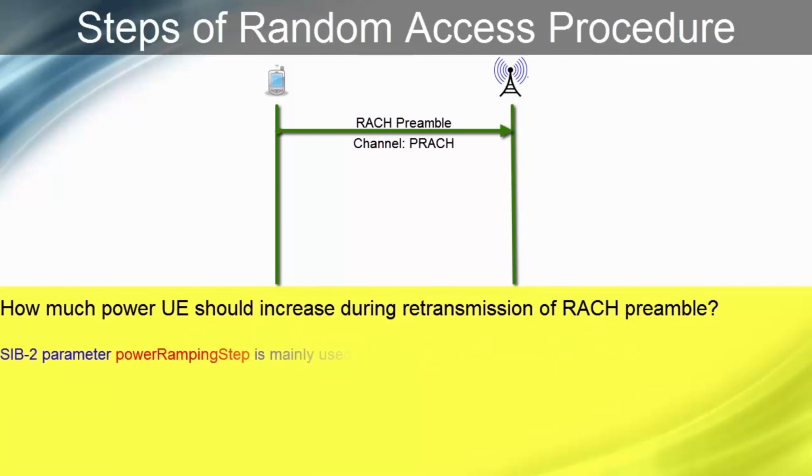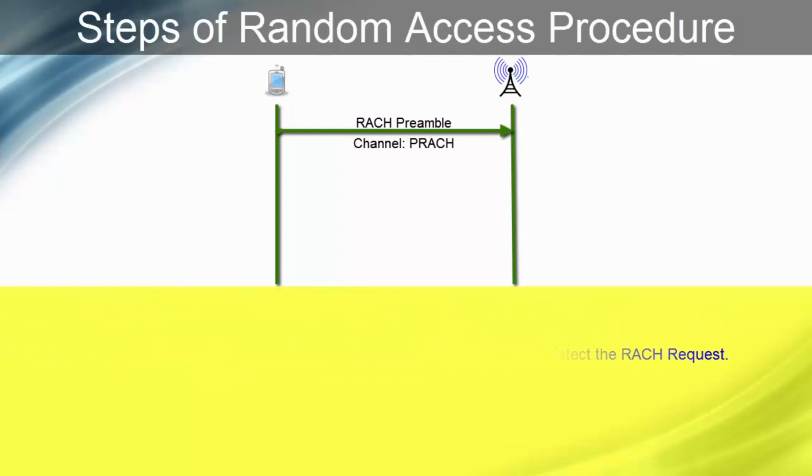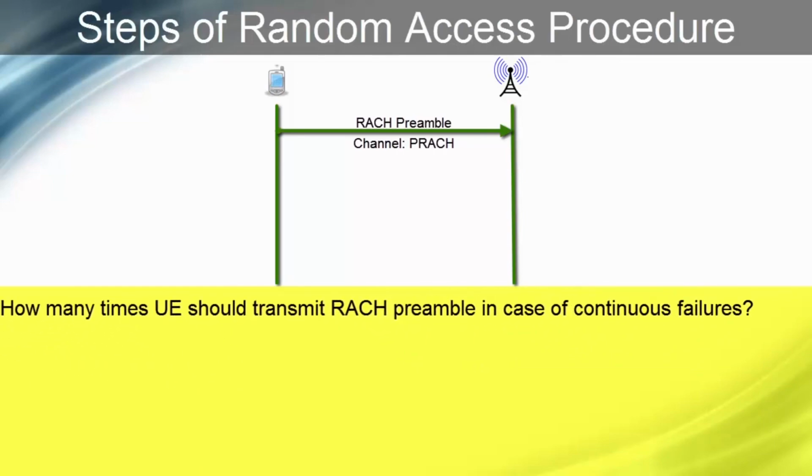SIB2 parameter power ramping step is mainly used when eNodeB is not able to detect the RACH request. In case of some failure, UE will retransmit the RACH request by increasing the power by the power ramping step factor. SIB2 parameter preamble trans max decides the maximum number of transmissions. It is necessary to have this parameter, otherwise UE may use all its battery if there are constant RACH failures.